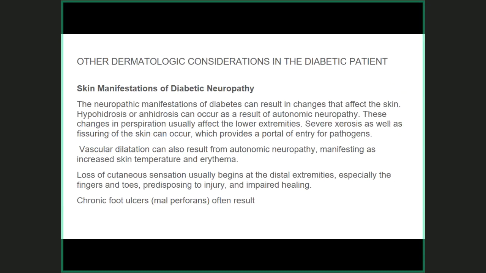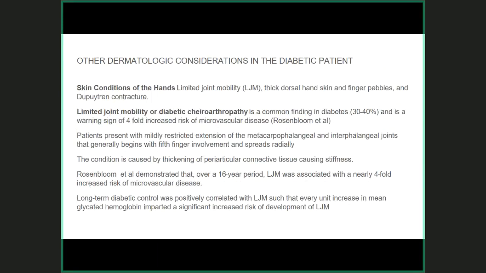The skin manifestations of diabetic neuropathy could be hypohidrosis and anhidrosis because of autonomic neuropathy. The change in perspiration could cause dry skin and fissuring of the skin, which makes it easy for pathogens to enter and cause infections. You can have increased skin temperatures and redness from vascular dilatation, and loss of cutaneous sensation puts you at a higher risk of having ulcers and injuries, and impaired healing.